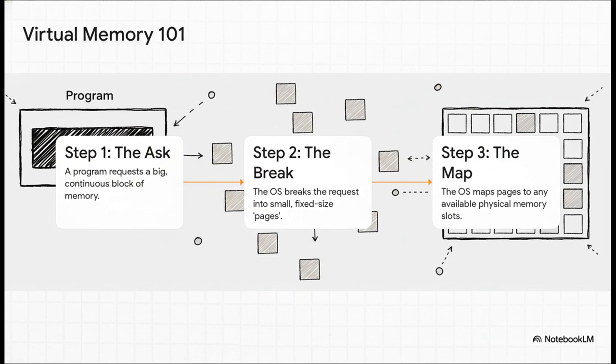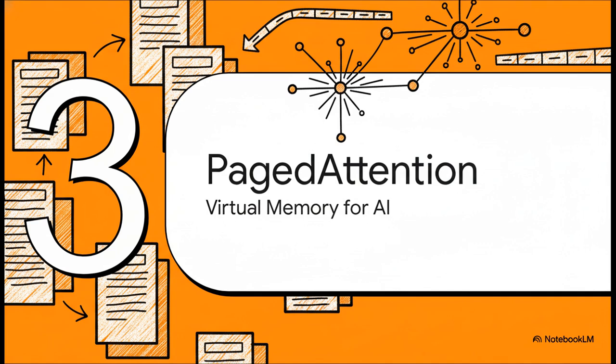Then it just scatters those pages wherever there's an open spot in the actual physical memory. The program has no idea. It still thinks it has its one giant perfect block. And that is the light bulb moment. That brings us to the big breakthrough.